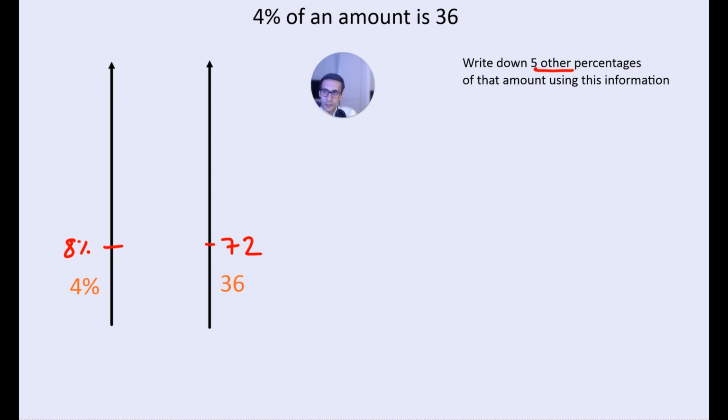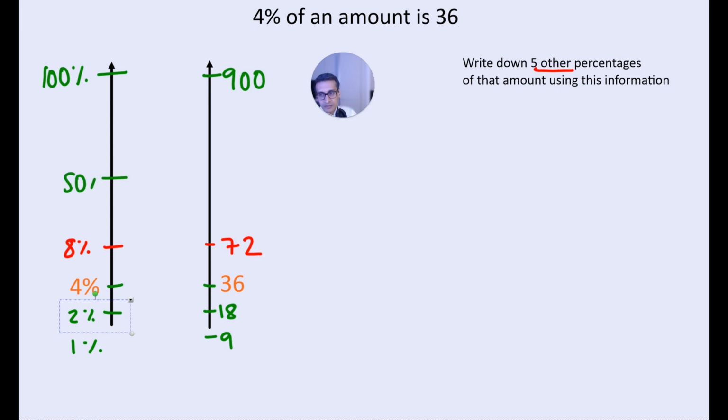Pause the video, have a go. Okay, so here are some examples that you may have done. I'm not going to be able to do all the potential examples here. So you may have, for example, worked out 2% by halving 36, and that's going to give you 18. You may have worked out 1% is 9. You can times that by 100 to work out 100% is 900. From there you can work out 50%, which is half of 900, 450, and so on. So you get the idea.